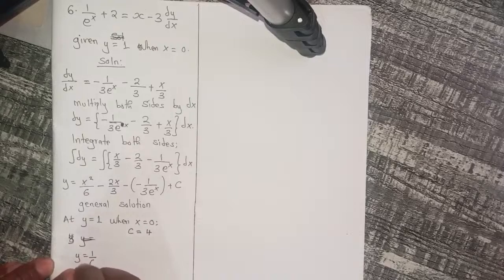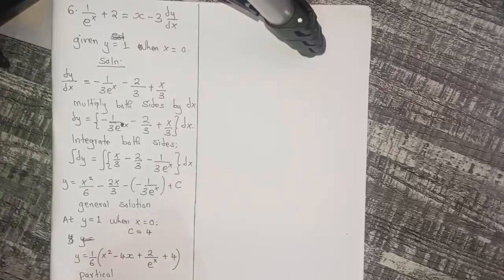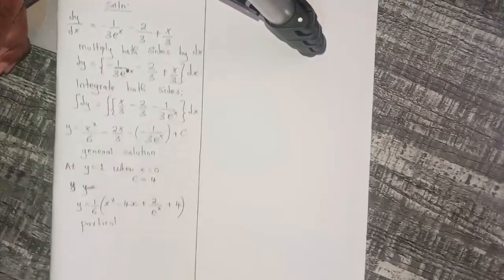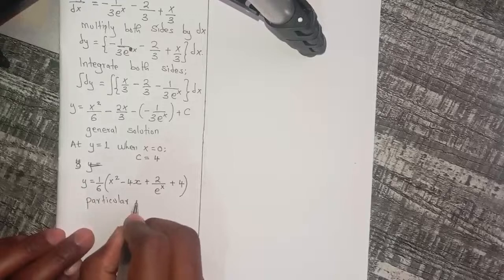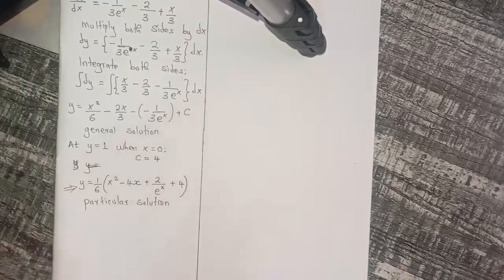now 1/6 into x square minus 4x plus 2 divided by exponential of x plus the constant of integration c, which is 4, close the bracket. So this is our particular solution.